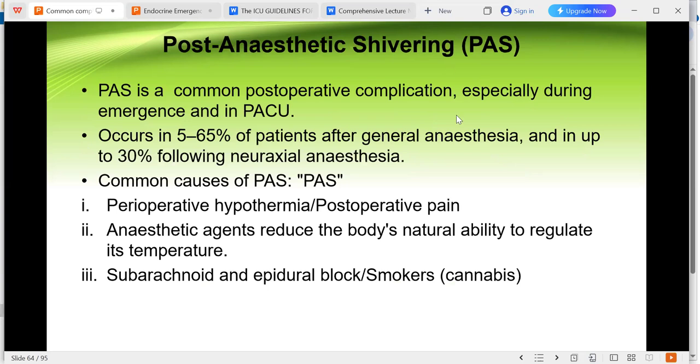Yes, this is another very important complication. We have 20 minutes and I still have about 31 slides. Let's see how we go.